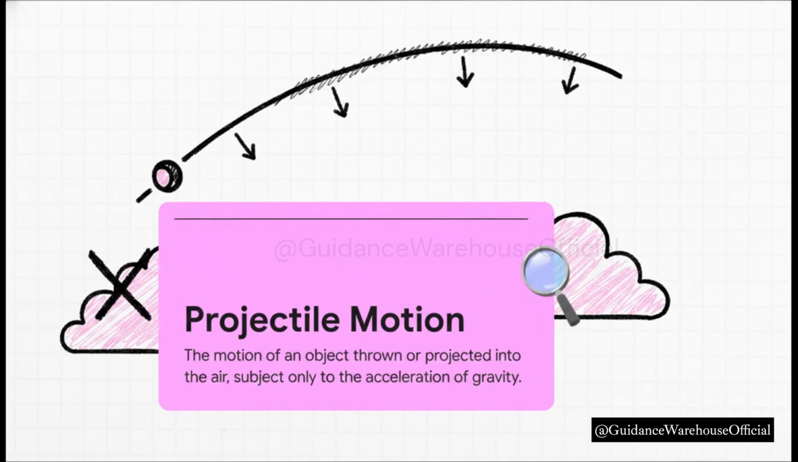First things first, let's make sure we're all on the same page. The thing we're talking about is called projectile motion. It's really just the path of any object, we call it a projectile, that's moving through the air with only one thing bossing it around, gravity. Now, to make things simpler, we're going to ignore air resistance for now.